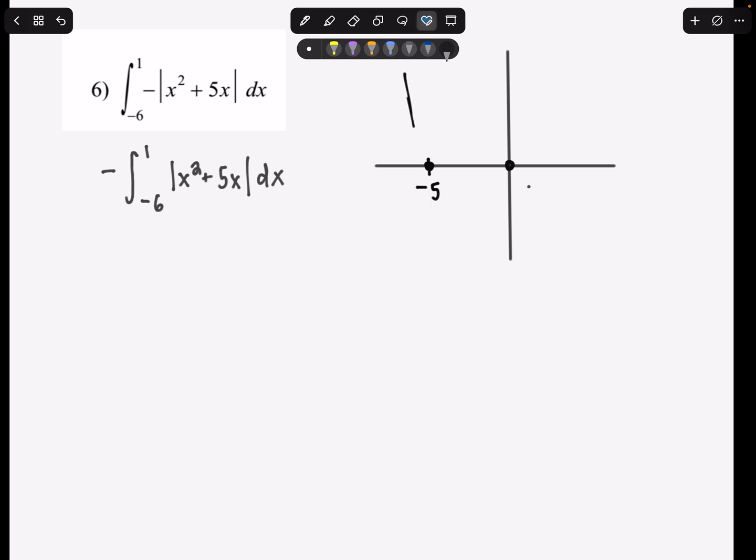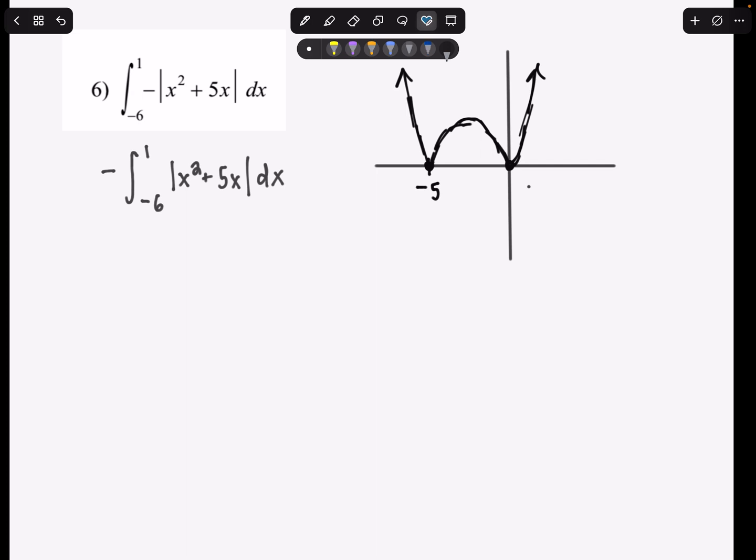And normally a quadratic will look like a parabola, but because it's an absolute value, whatever's below the x-axis is going to bounce back up. So that's the part of the parabola that would have gone underneath the x-axis. So it looks kind of like a W, okay?